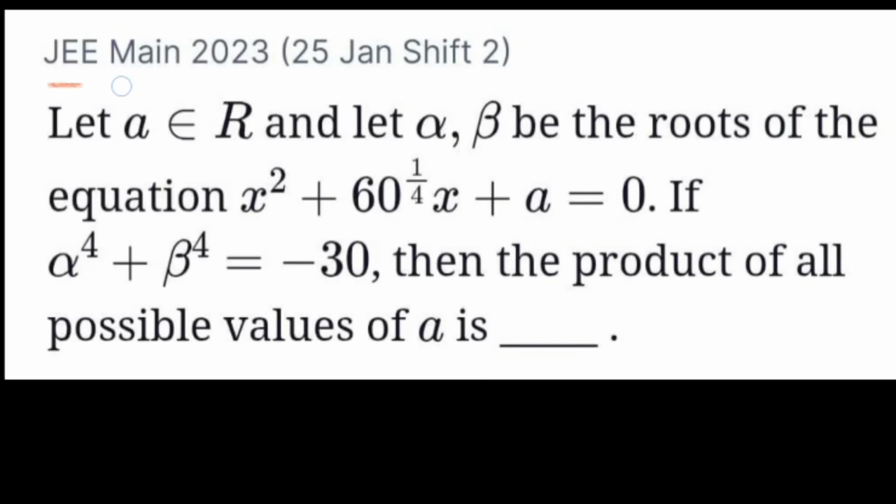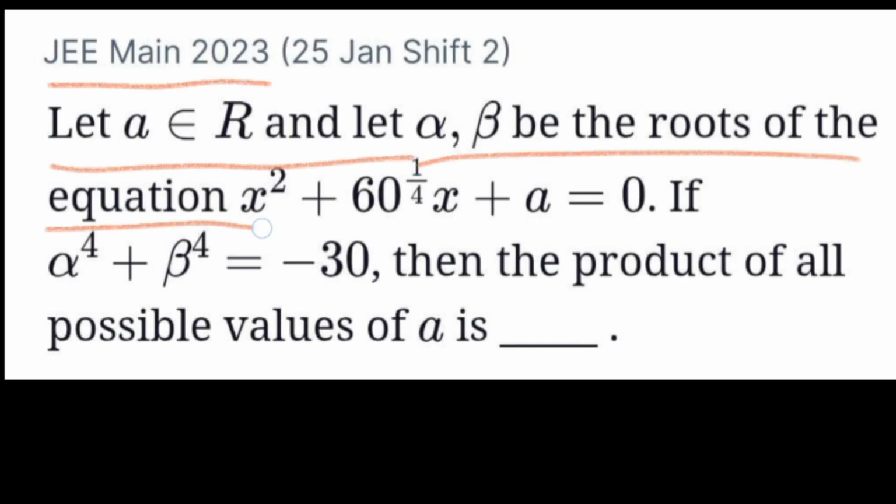One more JEE Mains 2023 question. Let a belong to R, and alpha and beta are the roots of the equation x square plus 60 power 1 by 4 x plus a equal to 0.